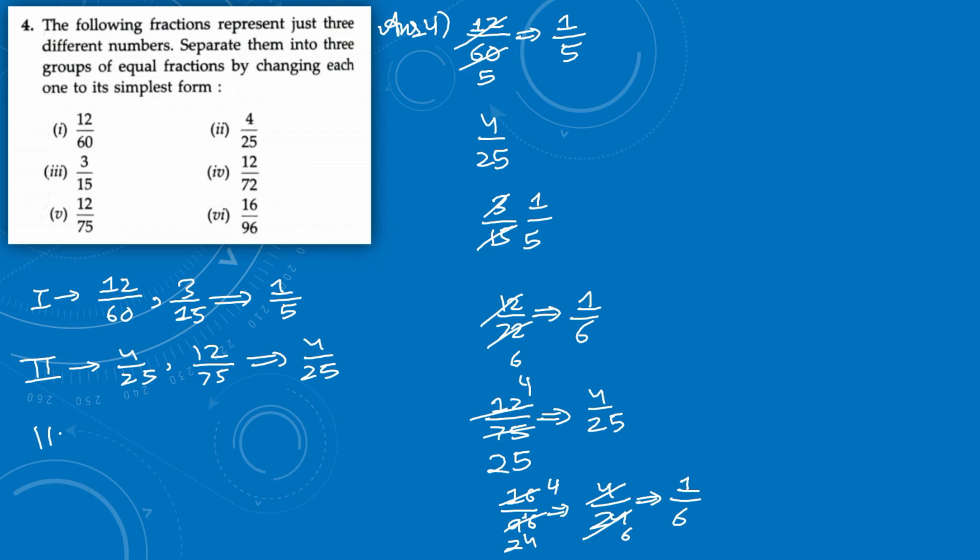And the third group, which we can classify on the basis of their values, would be 12 upon 72 and 16 upon 96, as they all represent the value 1/6. So now these are the 3 different types of groups, and it is a pretty easy question. I hope you understood it. Now let's move to the 5th question.